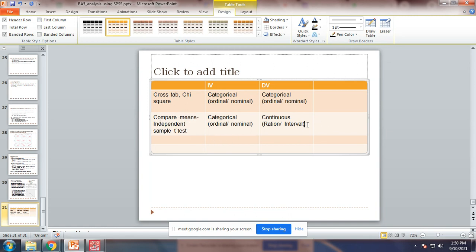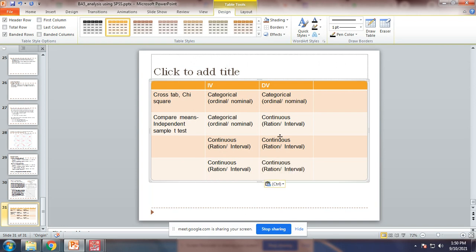Okay, fine. Now if both your independent and your dependent variable are continuous, then you can perform correlation or you can perform regression. Everyone, is it clear now?